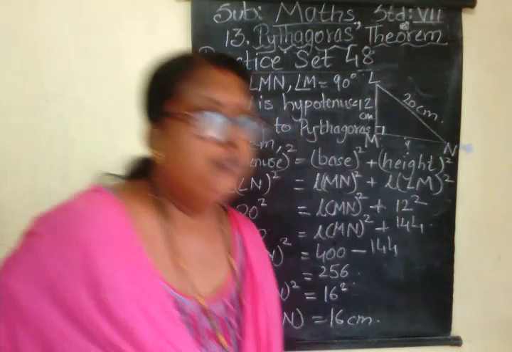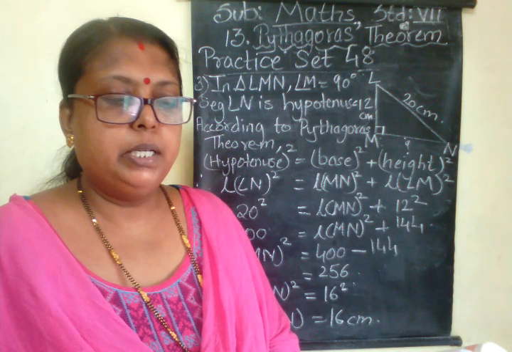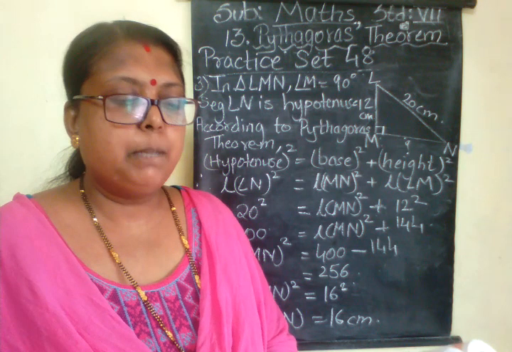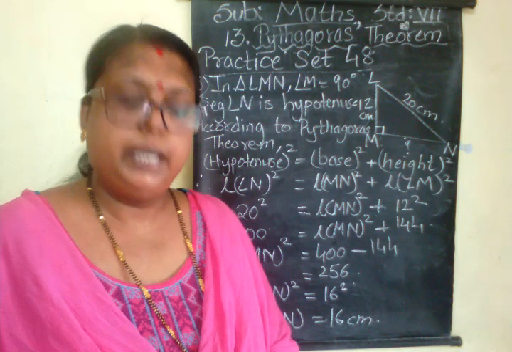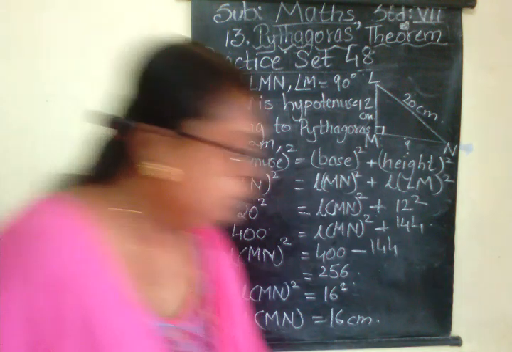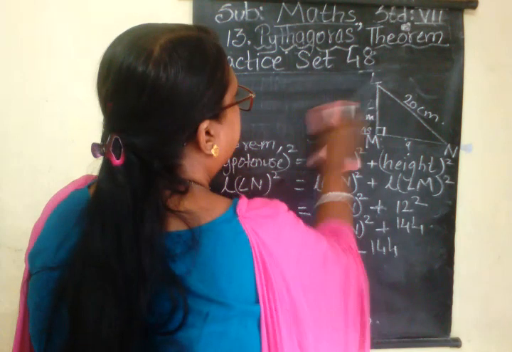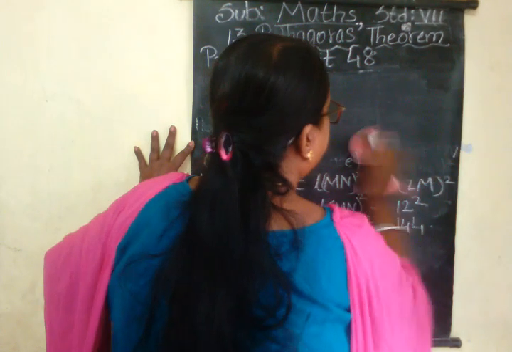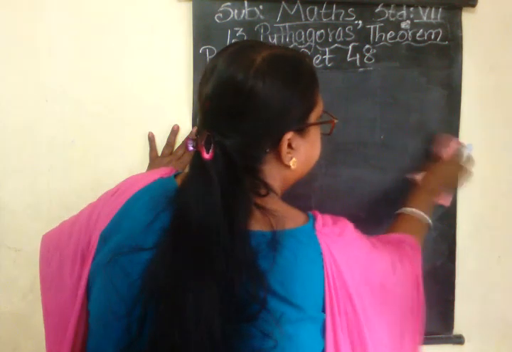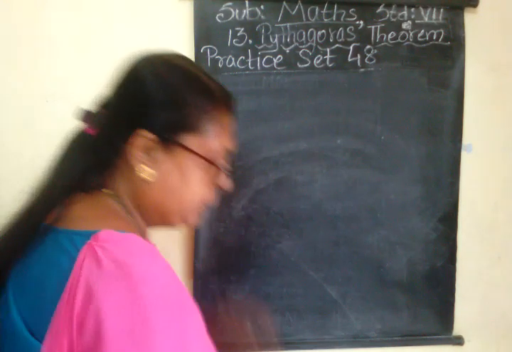I'll read the question for you first. The top of a ladder of length 15 meter reaches a window 9 meter above the ground. What is the distance between the base of the wall and that of the ladder? So for that, first I'll show the triangle representation to you. Last sum it is, children. Fourth sum of this practice set, which is an important one again. I'll explain the sum first.